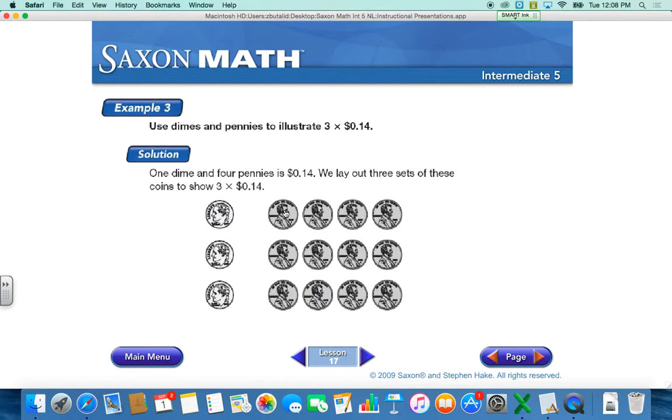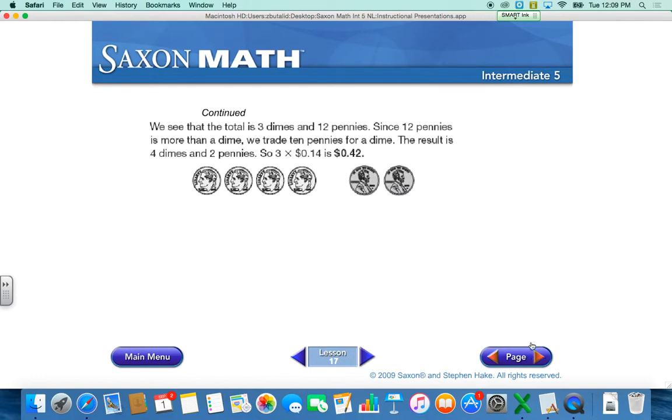So what we can do with these pennies is take 10 of them, because 10 cents equals 1 dime. So I'm going to take 10 of these pennies and trade them out. You take 10, make a new dime, and then you have 2 pennies left over. It becomes 4 dimes and 2 pennies. And if you just count them, 10, 20, 30, 40, plus 2 cents, you have 42 cents altogether.